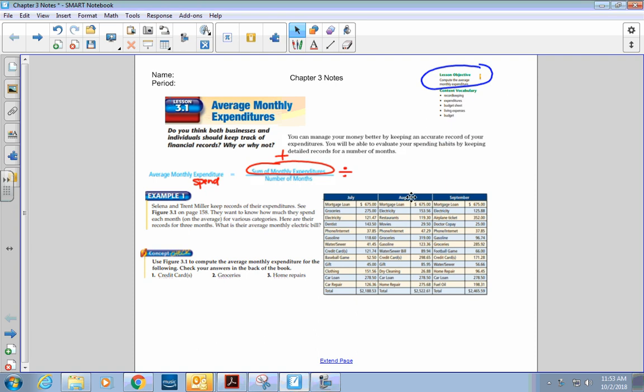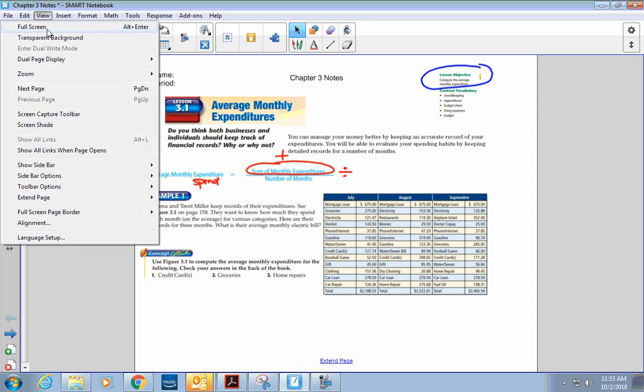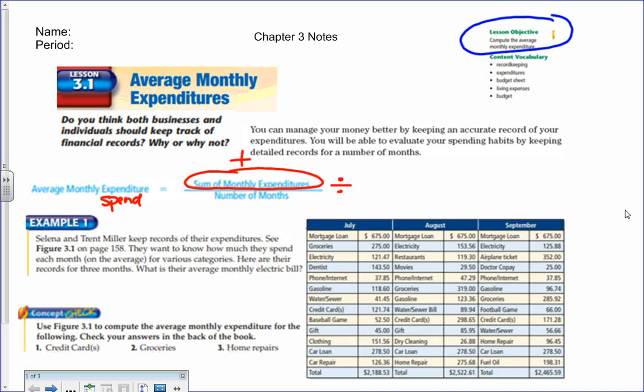Okay, so this is chapter 3. Chapter 3 is about budgeting. More specifically, 3.1 is about average monthly expenditures. Our learning objective is to compute the average monthly expenditure. So to do that, we sum our monthly expenditures and then divide it by the number of months we're looking at.